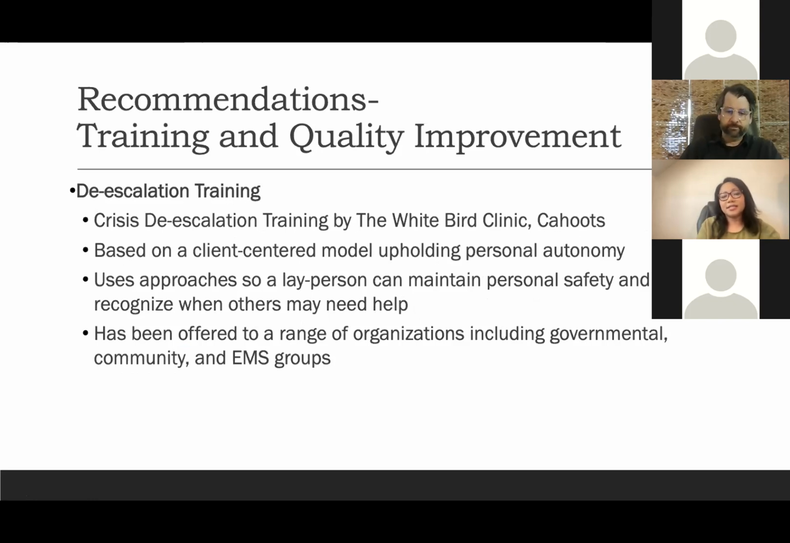There's a lack of de-escalation training offerings separate from CIT. However, one of our subgroup members was able to connect with Cahoots, which provides de-escalation training through the Whitebird Clinic. Many of us are aware of the success of Cahoots and therefore recommend their program. It is based on a client-centered model upholding personal autonomy. Approaches include being able to communicate to a layperson, personal safety, and recognizing when others may need help. It has been offered to a range of organizations, including governmental, community, and EMS groups.